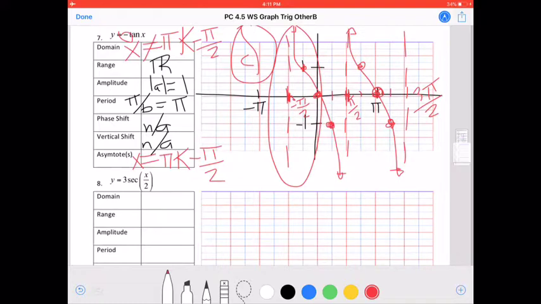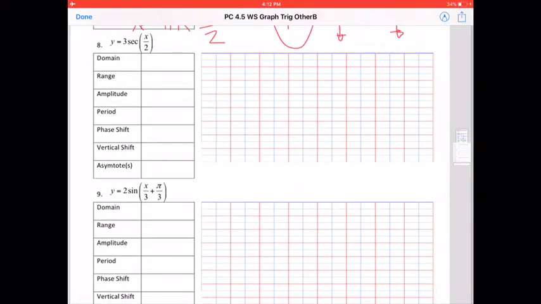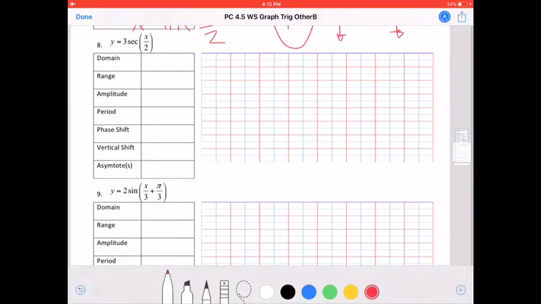If I plug in 2 for k, I get 2 pi minus pi over 2, which would be 4 pi over 2 minus pi over 2, which is 3 pi over 2, which is that third vertical asymptote that we drew. So everything's making sense. We have everything filled out, and we have 2 cycles drawn. So let's move on to number 8.